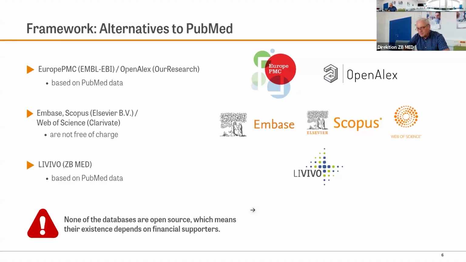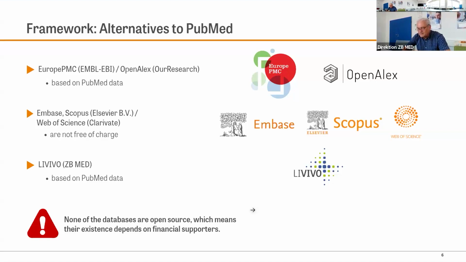So first of all, there's PubMed Central, which is delivered by EBI, and then there's OpenAlex, where we are also involved. But they're all based on the PubMed data. So this doesn't solve the problem. It would still be the same problem if PubMed is not accessible anymore. Then PubMed Central would have a problem. OpenAlex would have a problem.